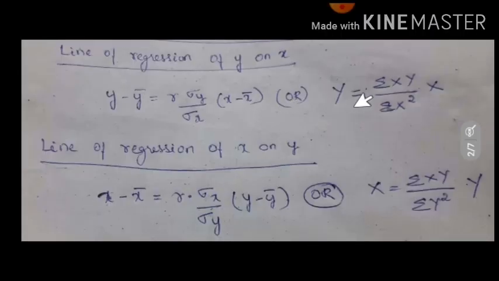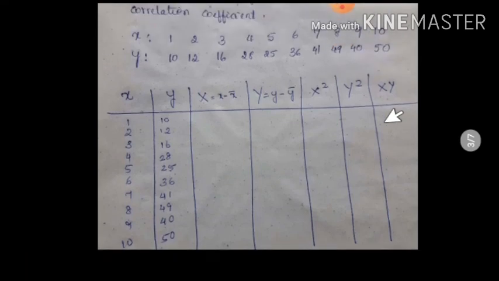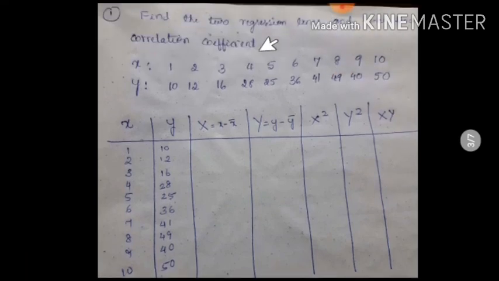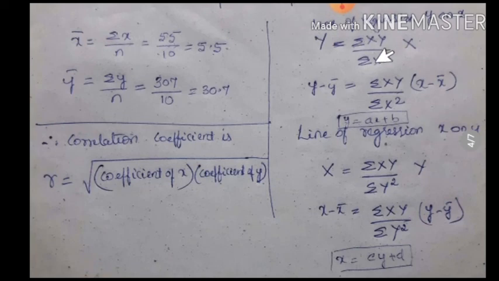Then to obtain the regression line, use these two formulas. If they ask you to find the line of regression first, like I discussed in this problem, then use the line of regression formulas. That formula will not vary, only the correlation coefficient approach varies. From the line of regression, you have to find the r value.